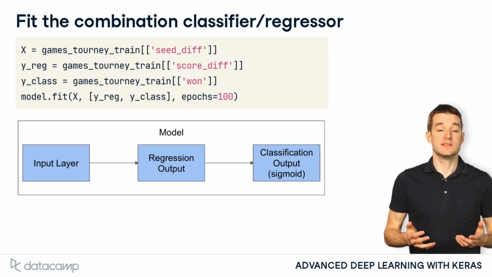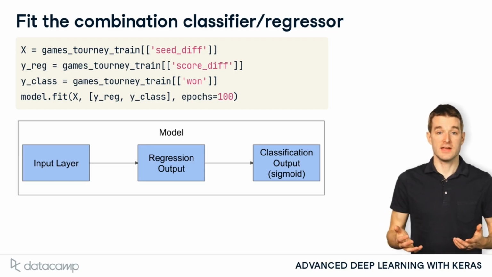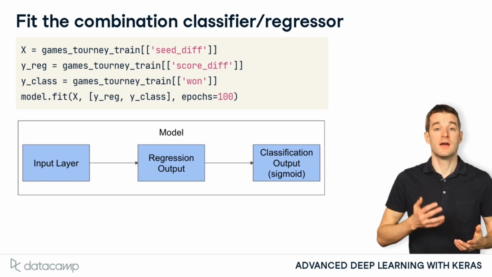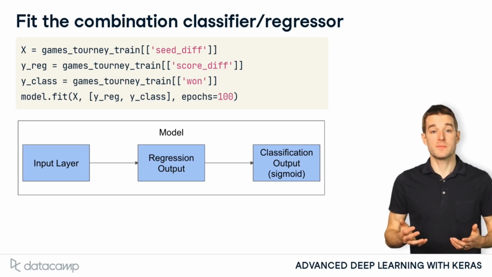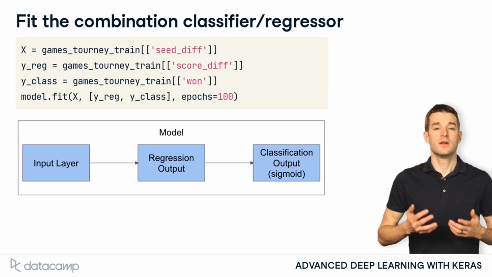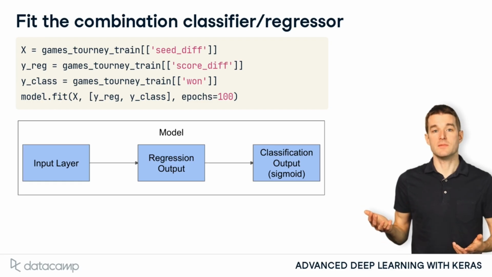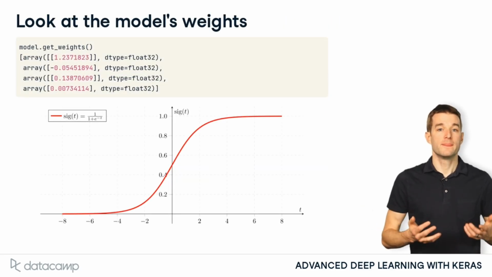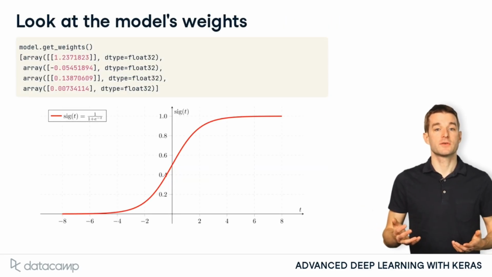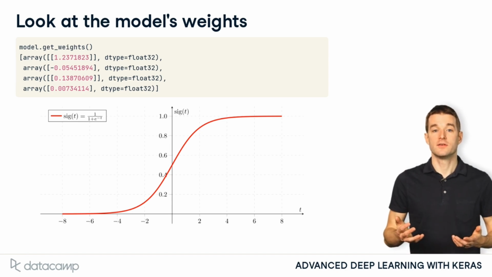Use seed difference as the only input to this model. For the regression output, I use score difference, and for the classification output, I use whether or not Team 1 won the game. I split both of these variables out from the training set and pass them to the fit method as a list. This model fits a bit more quickly than the last one, so I only use 100 epochs. This model's weight structure is a bit different from the last model, where both outputs were regression targets.